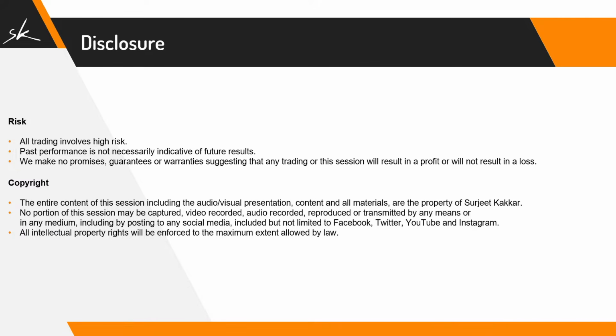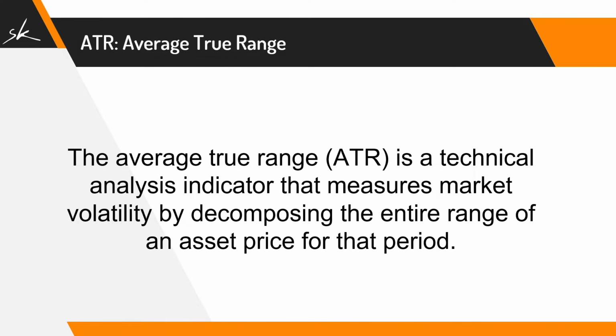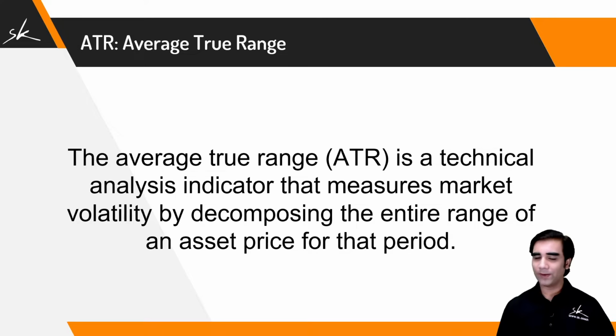So to understand average true range, the first thing, let's talk about what is the definition of average true range. Now, the definition might be a little complex, but as I move forward, I'll make it very simplified for you. So what is average true range? The average true range, ATR, is a technical analysis indicator that measures market volatility by decomposing the entire range of an asset price for that period. Now, I know it can be a little bit difficult to understand this, but like I said, as I move forward, I'll make it very simplified for you so that you can understand what is ATR or what is average true range.